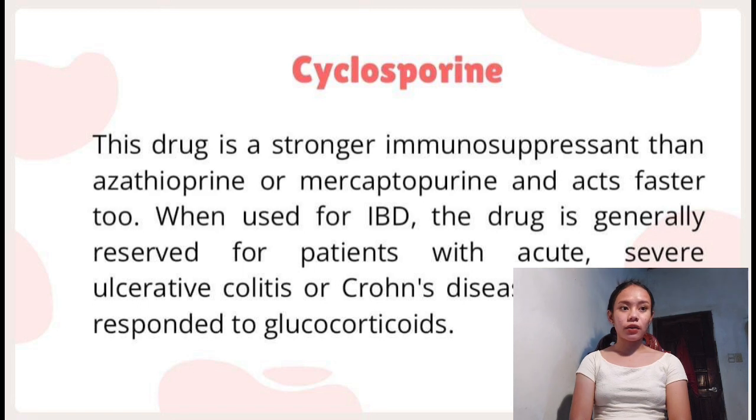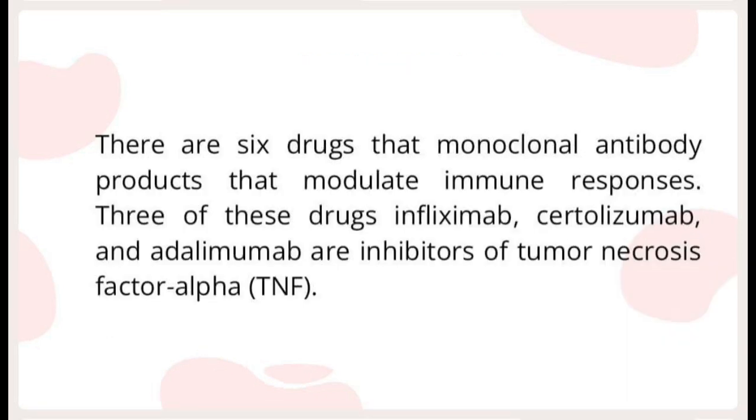Next drug is the cyclosporine. This drug is a stronger immunosuppressant than azathioprine or mercaptopurine and acts faster too. When used for IBD, the drug is generally reserved for patients with acute severe ulcerative colitis or Crohn's disease that has not responded to glucocorticoids.